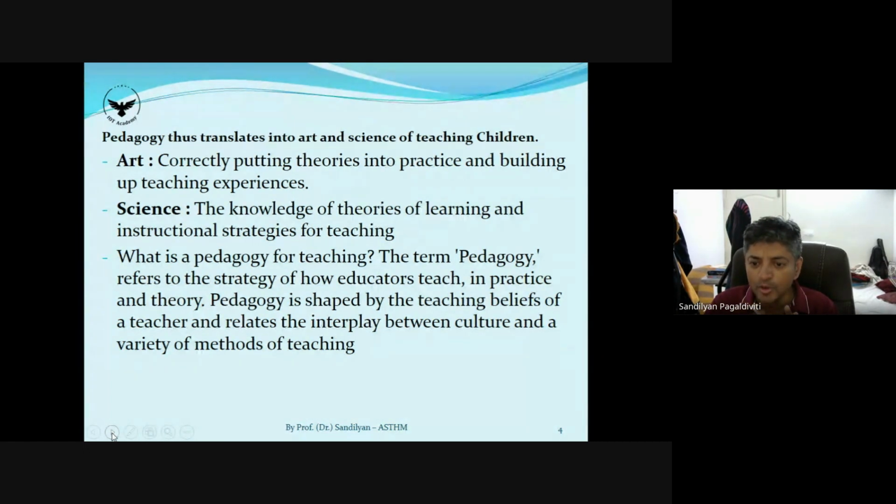It refers to how educators teach in practice and theory. This is obviously shaped by the beliefs of a teacher and relates the interplay between culture and a variety of methods. Why I say culture is because if we are Asians, we have a lot of respect for the teacher. We stand when a teacher comes in, we bow to a teacher. We generally don't argue with a teacher.